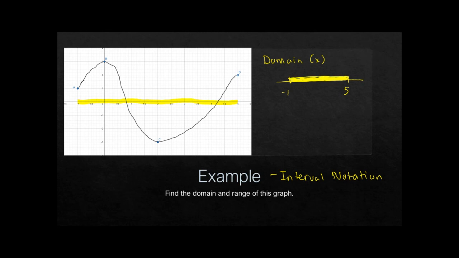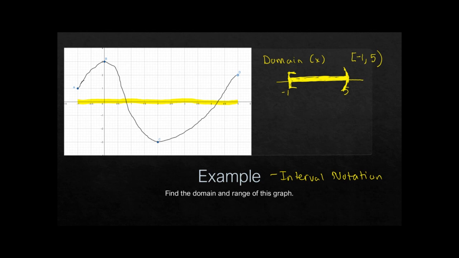Now on the left, if you have a closed circle, that means it's included, so that always goes with a bracket. So I'd have a bracket right there. And then an open circle means not included, so that's a parenthesis. So the parenthesis is going to face to the left. So our domain is in interval notation, -1 to 5.